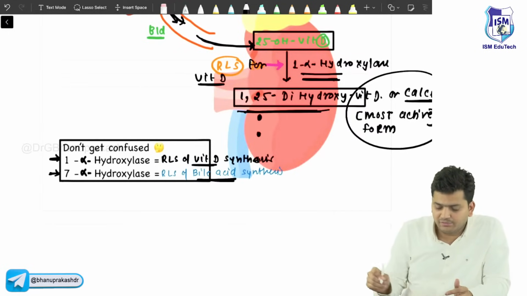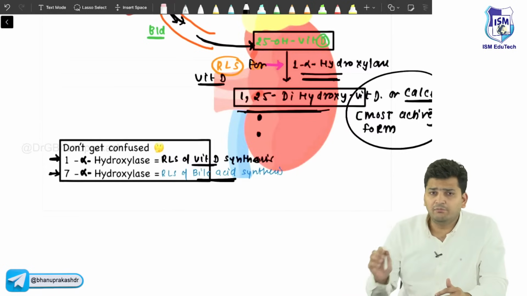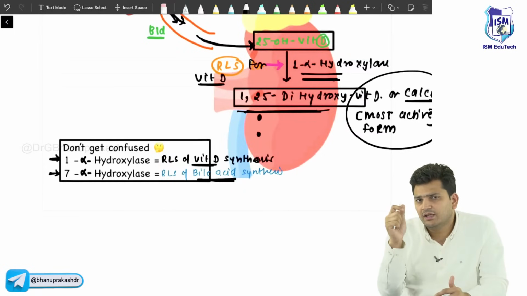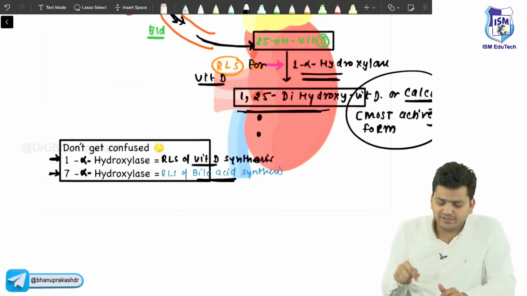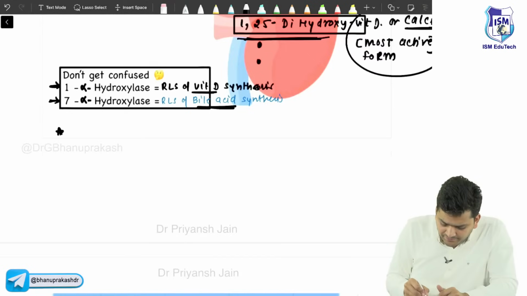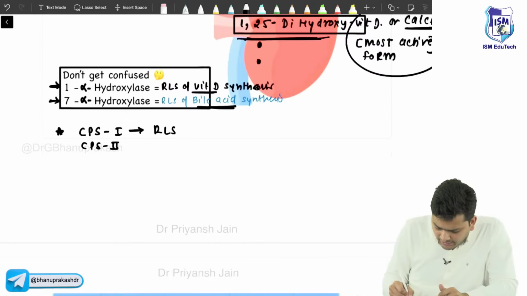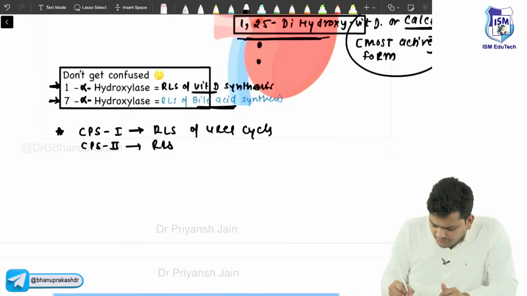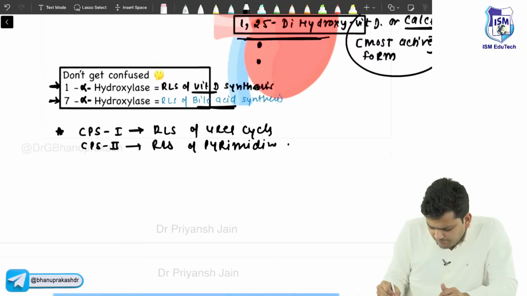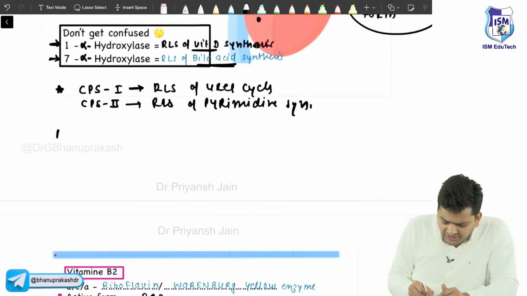7-alpha hydroxylase is the rate limiting enzyme of bile acid synthesis. In biochemistry, there is one more place where the rate limiting enzymes are very similar. For example, I am writing it here, CPS1 and CPS2. CPS1 is the rate limiting enzyme of the urea cycle. CPS2 is the rate limiting enzyme of pyrimidine synthesis. It's very similar.